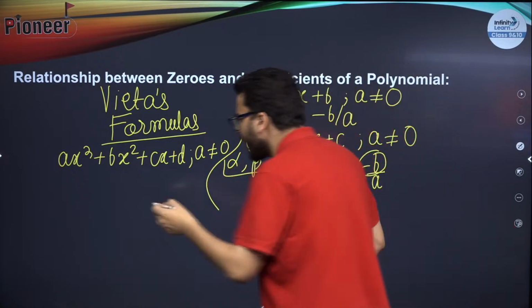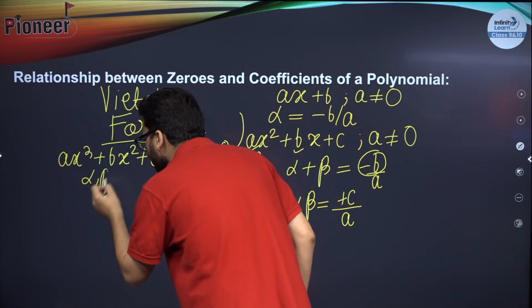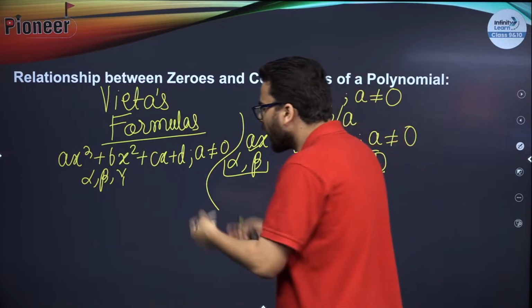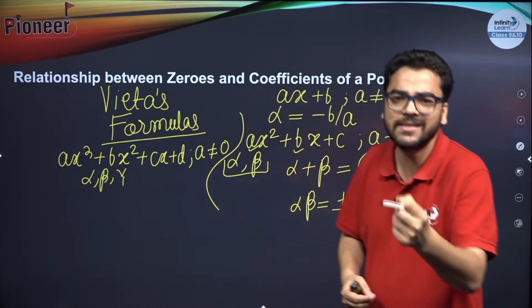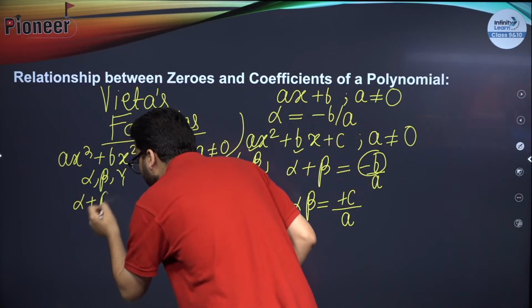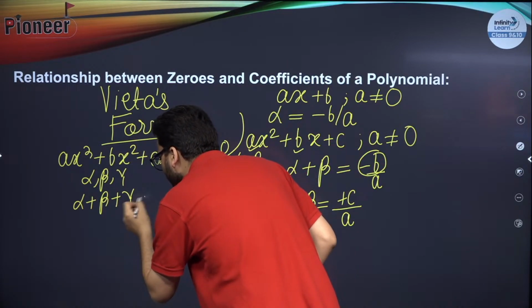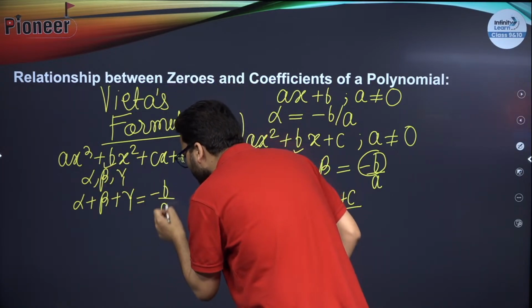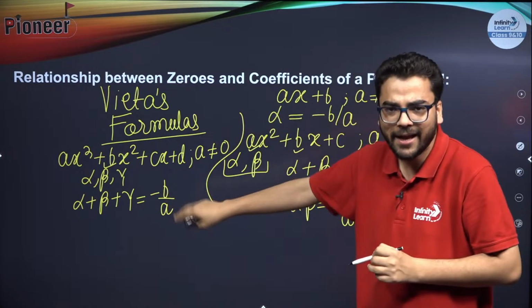Now it will have maximum 3 real zeros, so alpha, beta and gamma. Correct? So what will I do? Again I will take one zero at a time, and then I'll add them up. So alpha plus beta plus gamma will again be minus b by a only.